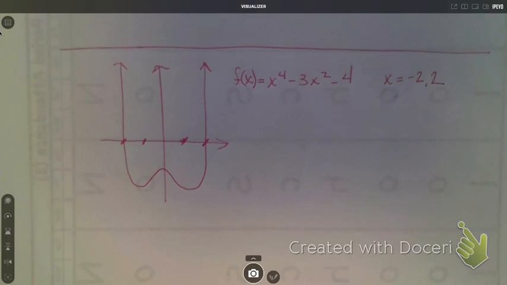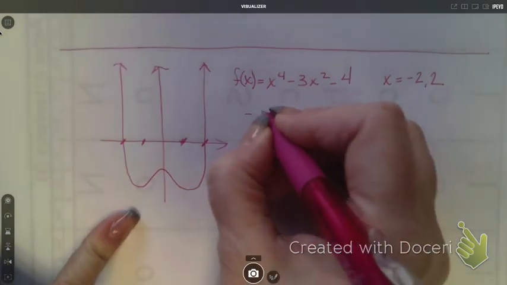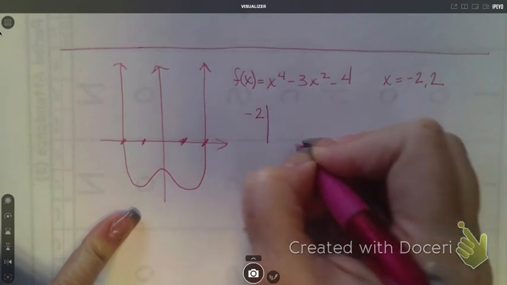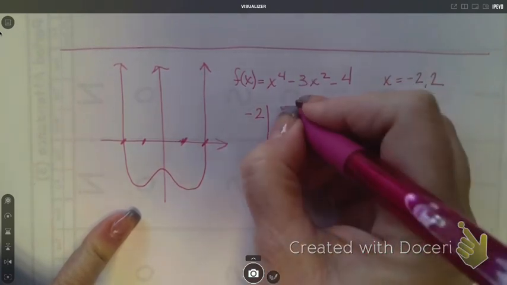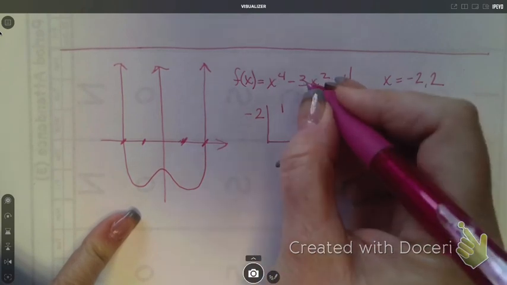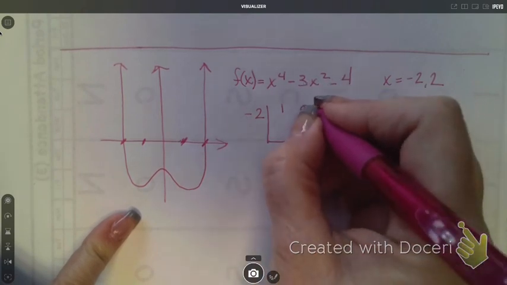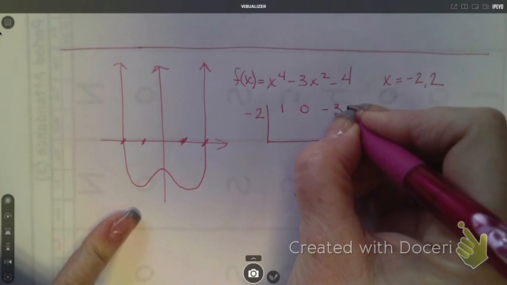Do you want to divide by 2 or -2 first? It doesn't matter. Okay, -2. So what do I have to remember to fill in here? x cubed. And what do I fill in for x cubed? A 0. And then -3 and then 0 again.